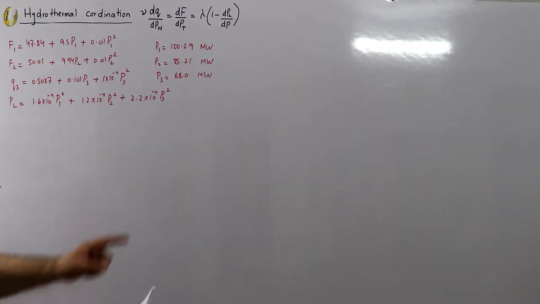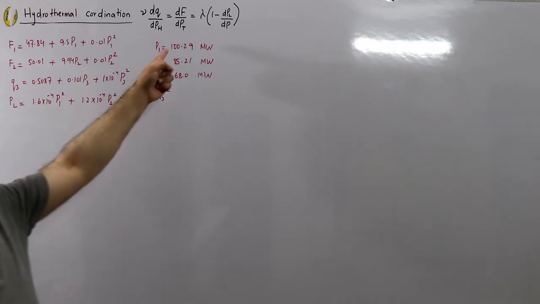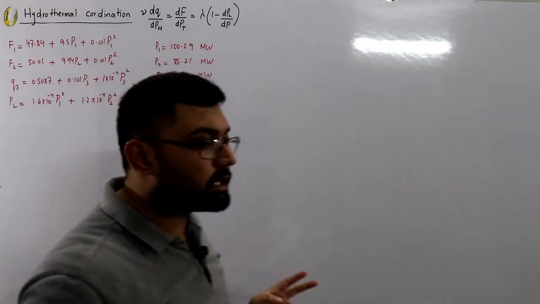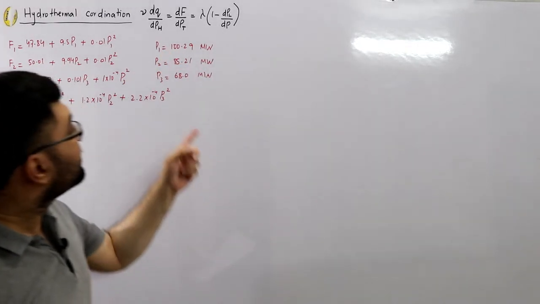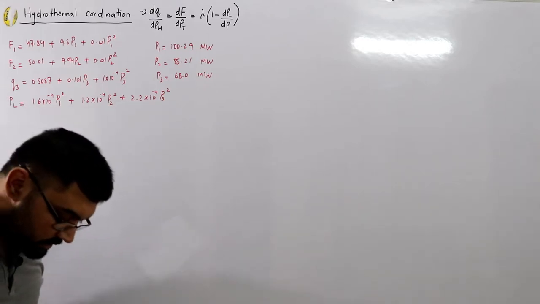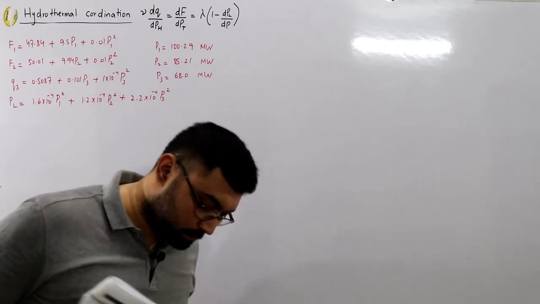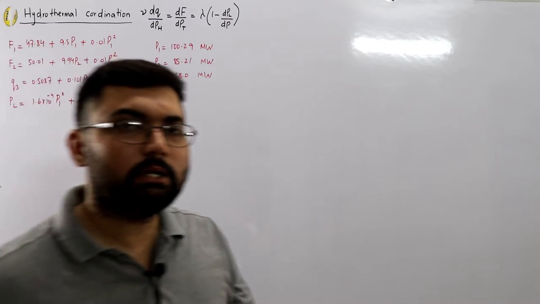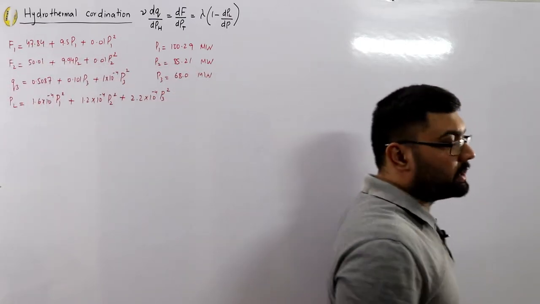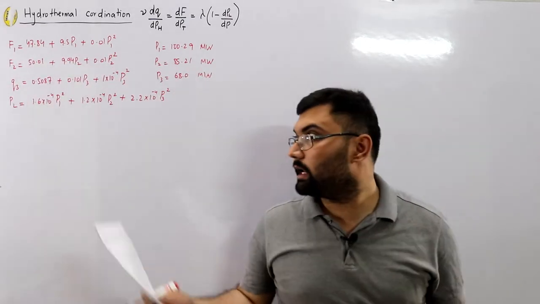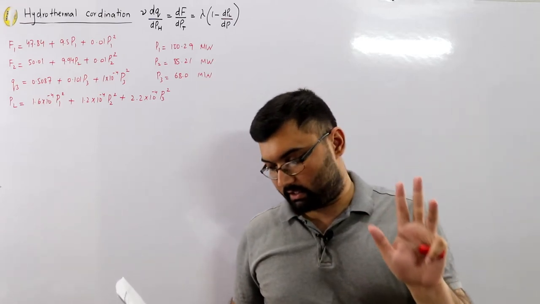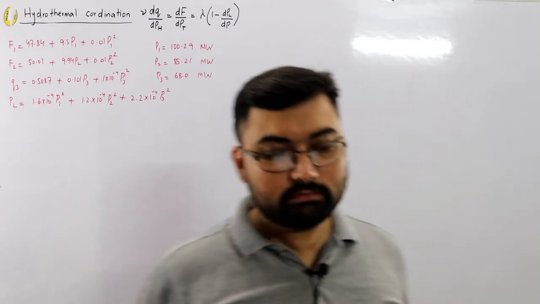Now let me tell you, whatever values you are given, you do not need to do any rounding off or make any assumptions. For instance, 100.29, don't round it off to 100.3. 85.21, don't round it to 85 or 85.2. For your calculated values, do the rounding off however you want. But when you are given a set of values, don't play with them. Take them as they are.